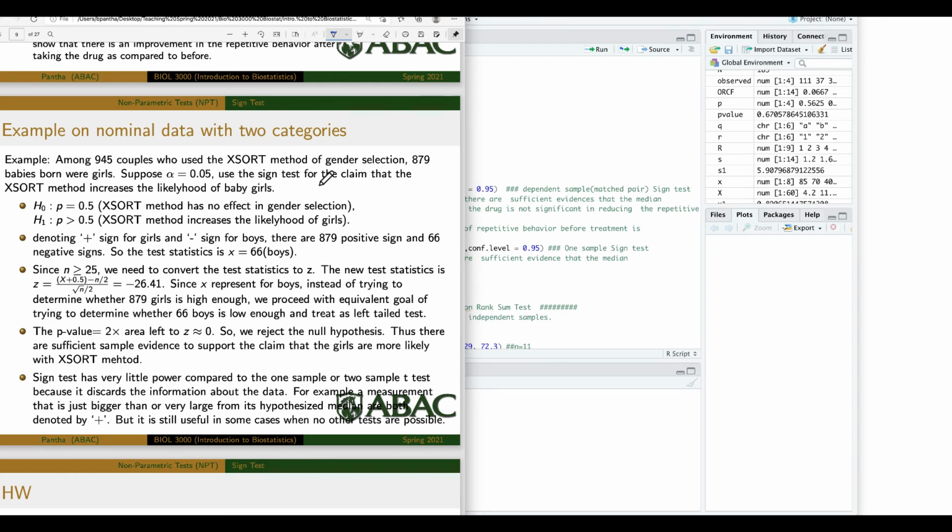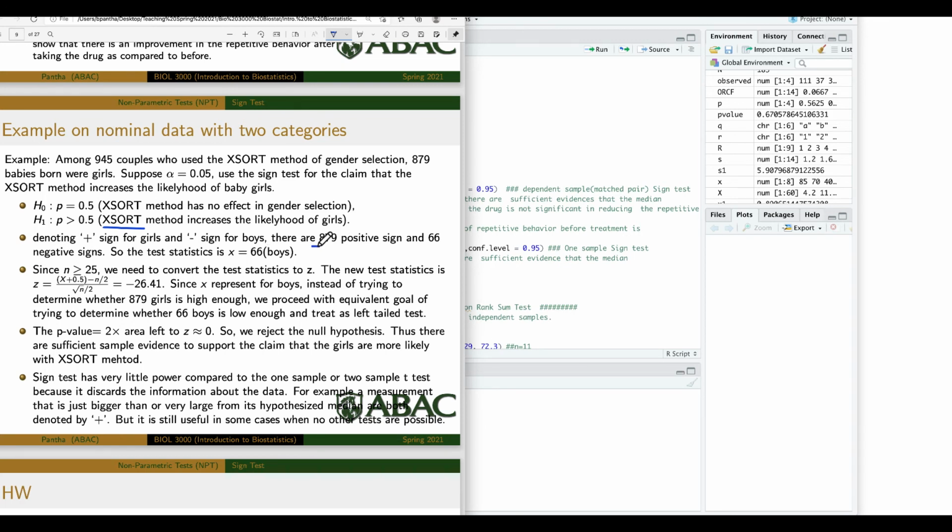That's what you want to test. Okay. So p equals 0.5, because if the XSORT method does not work, then the probability of baby girl or baby boy is just 50%, right? Meaning if there is no effect. But if there is an effect of the XSORT method, and if that is beneficial, that method is good for selecting the girls, then the probability of getting a girl must be greater than 0.5 after the XSORT method, right? Now, what you do is denote the plus sign for girls and minus sign for boys.